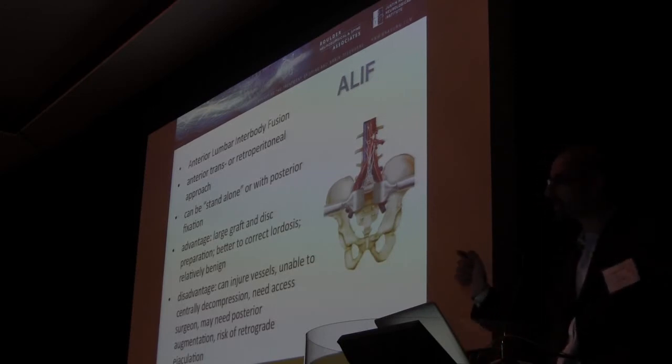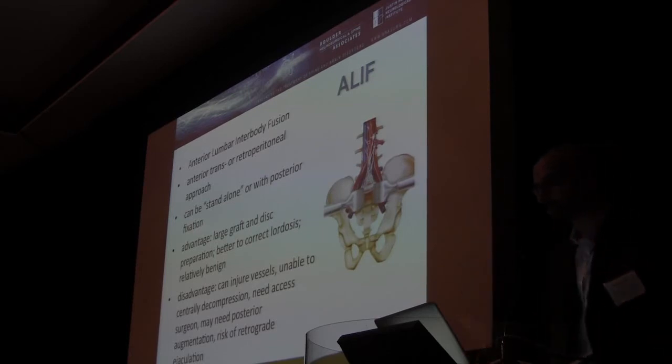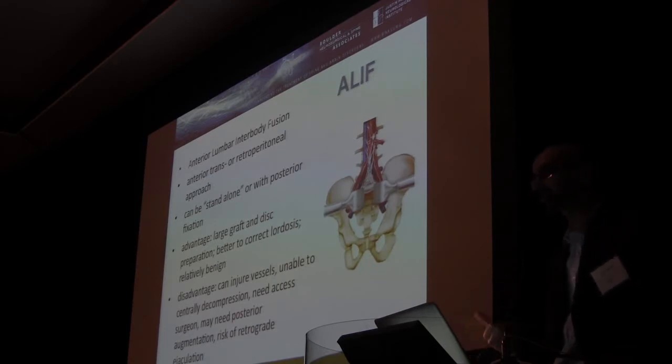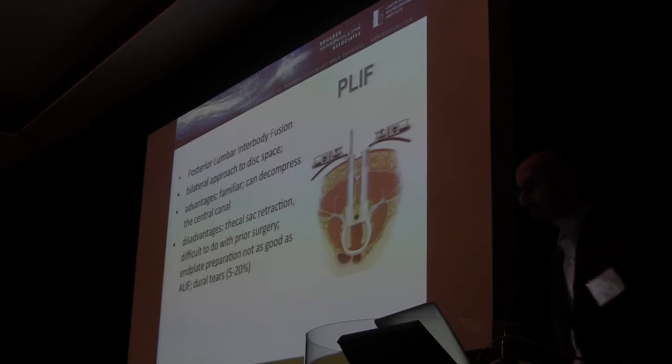The nice thing is you can get a nice large graft in there, and you can really crank the people open and improve their overall lordosis. Problem is obviously you have to work around large vessels, and can cause, for young men, retrograde ejaculation. There's a rate of 5%, and that can be devastating for a young man who wants to have a family later in their life.